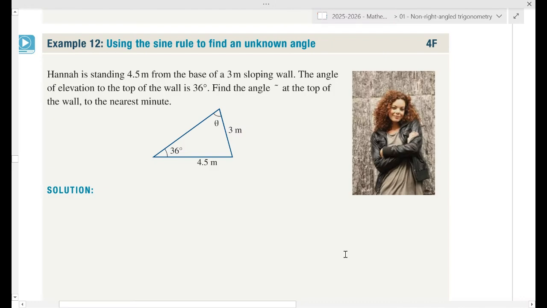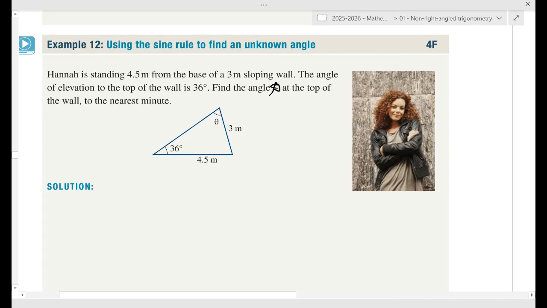All right, example 12. We are still doing sine rule. So we have got Hannah here, apparently. I'll just change that. Sorry, the printout occasionally drops characters, so I'll just fix that up and make it theta. And I'll draw theta so it can be read as theta. There we go. Hannah is standing 4.5 metres from the base of a 3 metre sloping wall. The angle of elevation to the top of the wall is 36 degrees. Find the angle at the top.